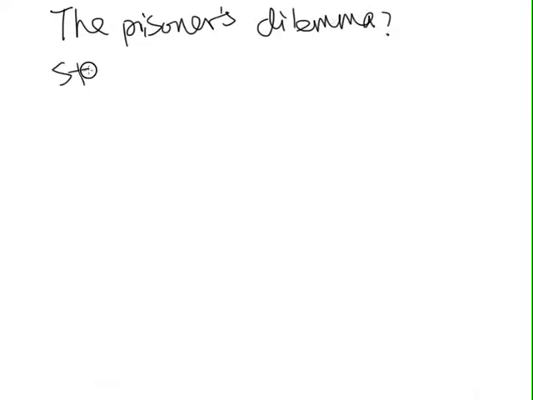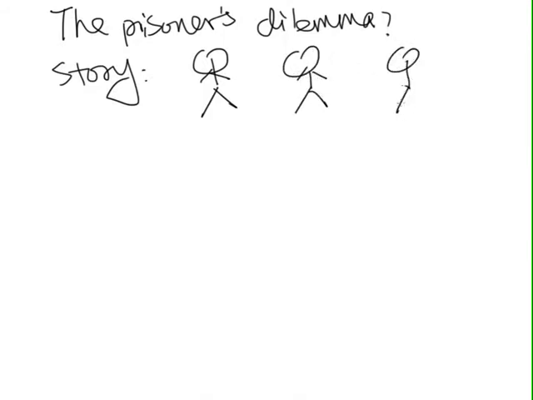So, what is the prisoner's dilemma? The story is that there are three prisoners. Let's say they are A, B, C, and they all know that two out of the three will be released.